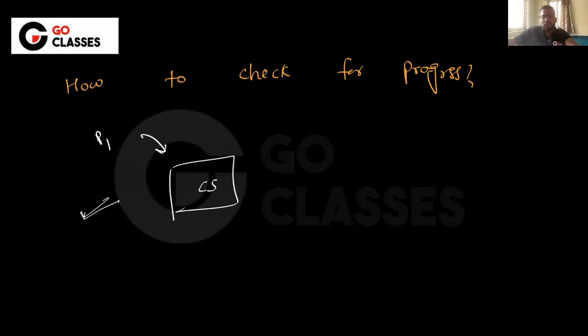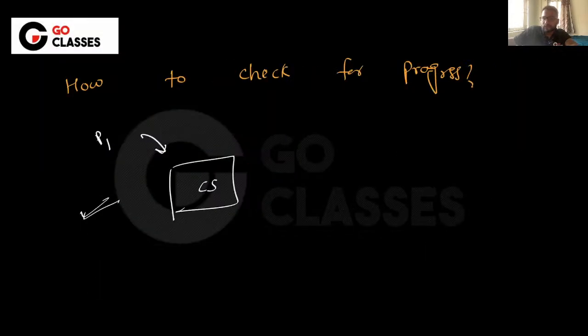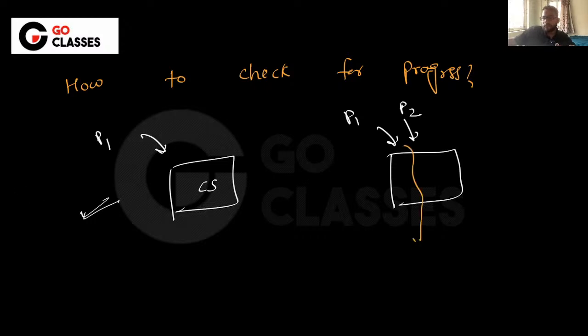The second point is that two or more processes are in the entry code, so at least one will enter, which means if two or more processes are in the entry code, then at least one should get to enter. At least one should enter here. And what does mutual exclusion say? Mutual exclusion says that at most one should enter.